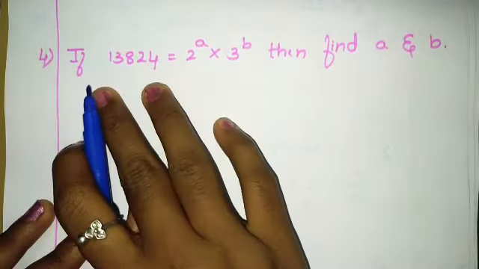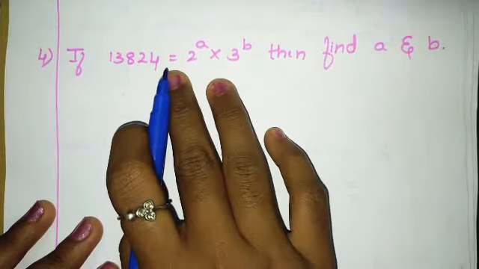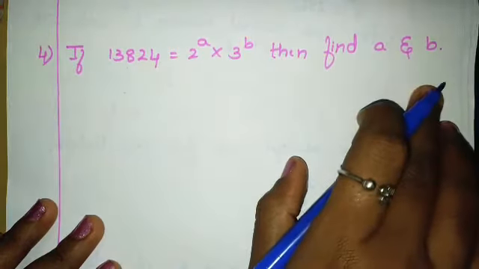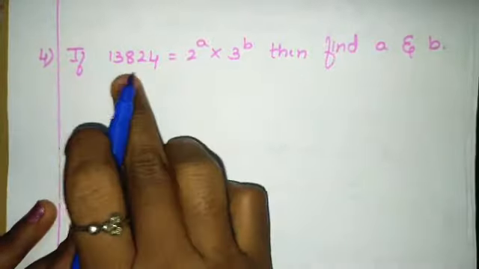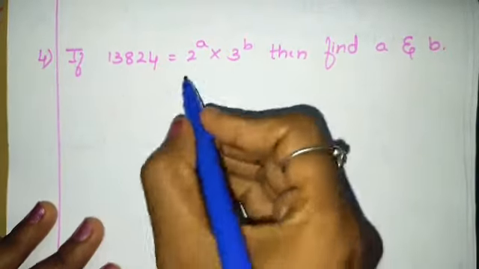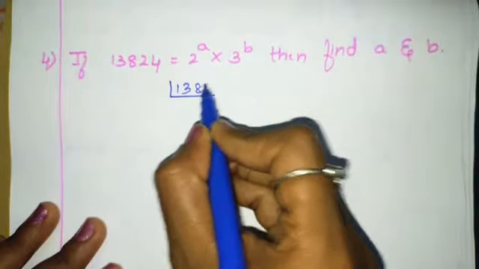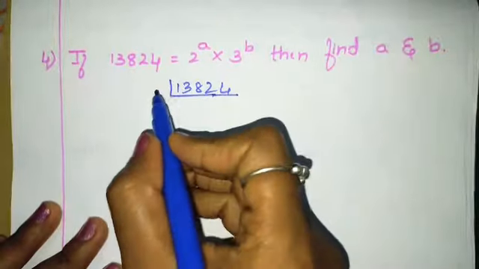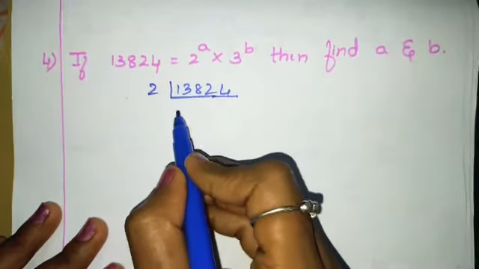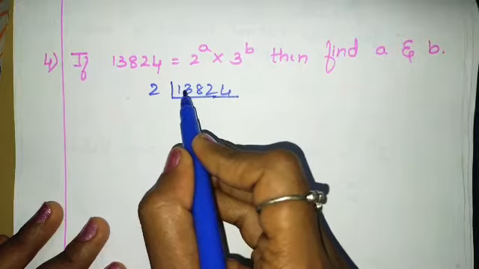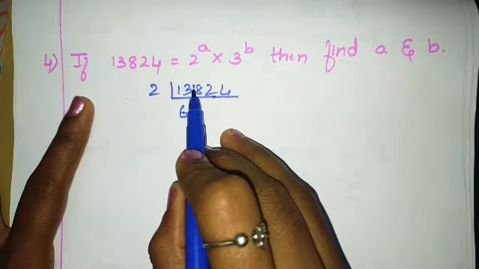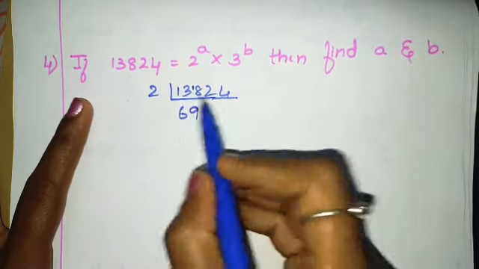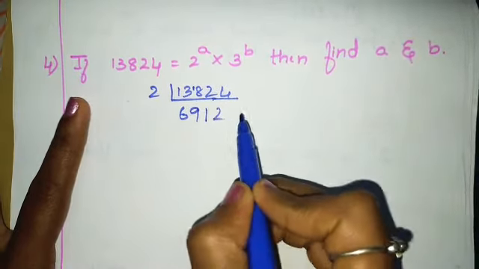Next sum, if 13,824 equals 2 power a into 3 power b, then find a and b. So you have to find a and b. Now I'll use the prime factorization method here. 13,824. You have to take only prime numbers, so let me take 2. 2 6s are 12. 13 minus 12 is 1, I'll shift that 1 here. This becomes 18. 2 9s are 18. Then 2 1s are 2, 2 2s are 4. Got it?